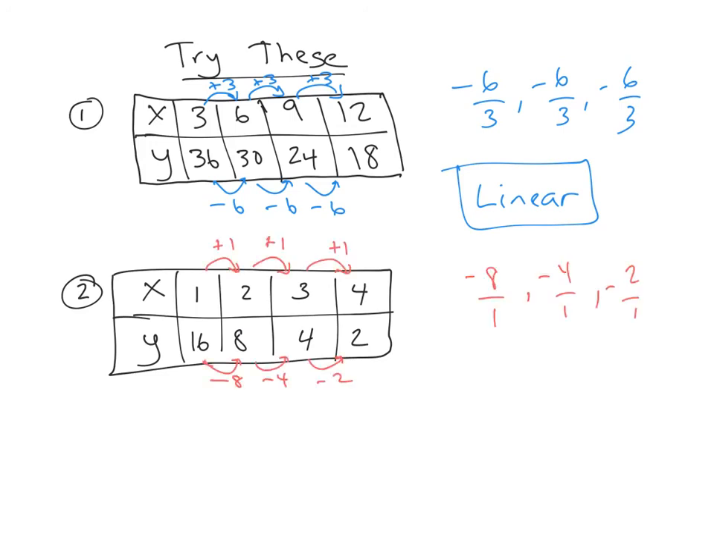All right, we take our look at our answer on this one. I have a change in y over change in x of negative 8 over 1, negative 4 over 1, and negative 2 over 1. That's not the same. So if you notice, I have a constant rate of change in my x's, but I don't have a constant rate of change in my y's. So that function is going to be nonlinear.